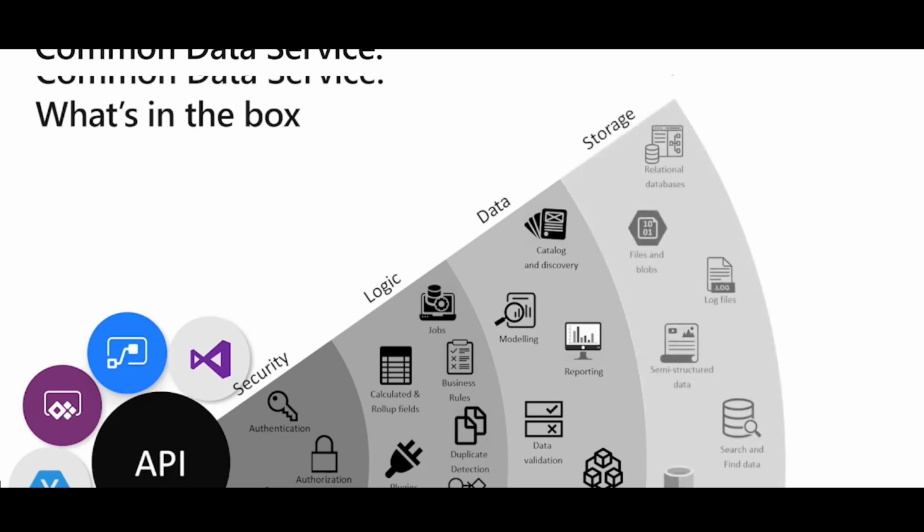Then there's, of course, your data, where you can catalog and do discovery. You can do data modeling, reporting, data validation, and the Common Data Model is part of that. And we'll get back to the CDM in a few seconds. And then you have storage. So your relational database, the schema of your database, is embedded in there. And you've got files and blobs.